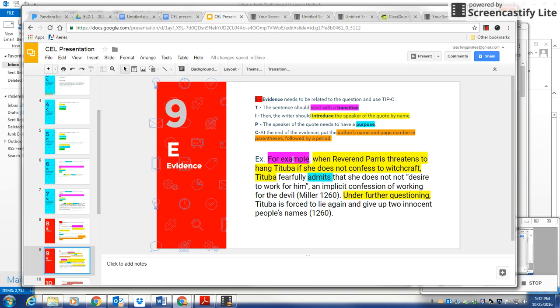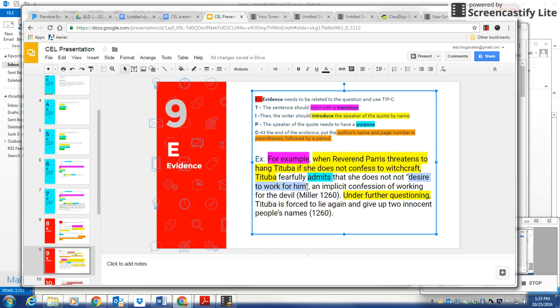"For example" is the transition, and "when Reverend Paris threatens to hang Tituba if she does not confess to witchcraft" is the context of the quote I'm about to cite here. So this is my quote, but then I give you context or a little background information on this quote. Finally, "admits" is my purpose verb. Who's doing this? Tituba is admitting that she does not desire to work for him. Okay?